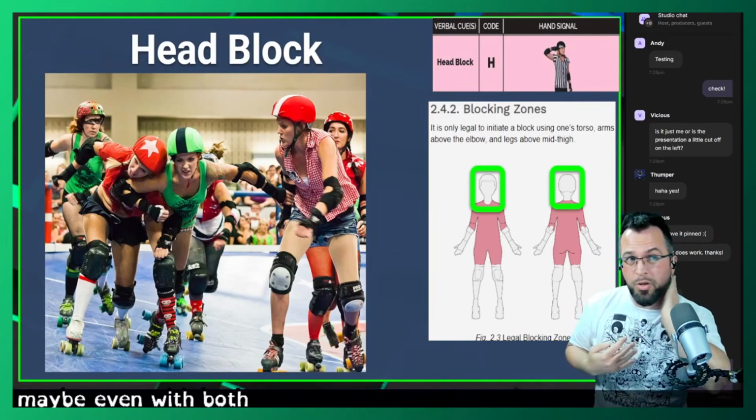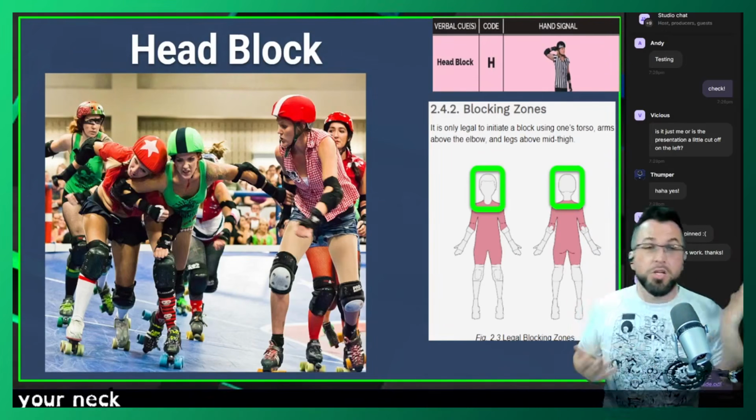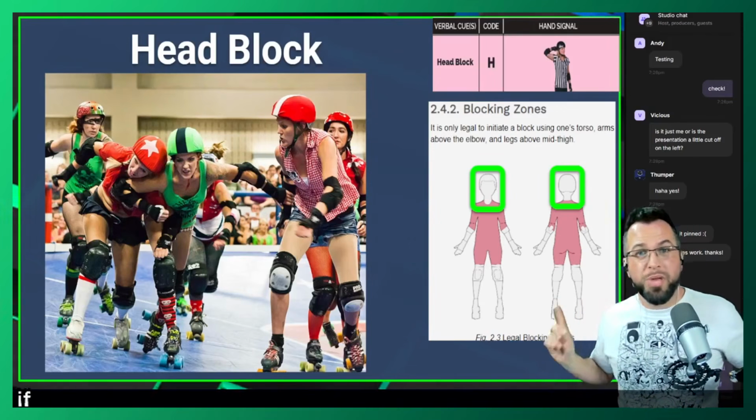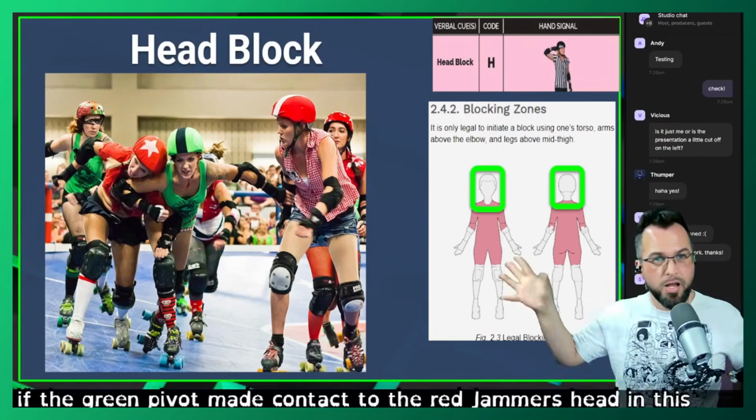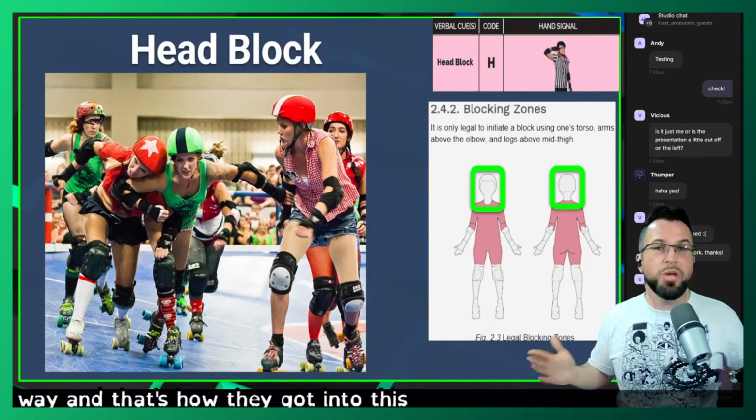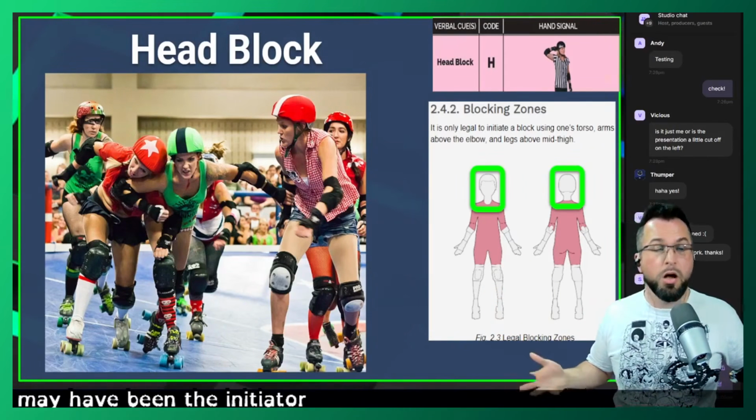You're kind of pushing with the angle of your neck. You also cannot do that. If the green pivot made contact to the red jammer's head in this way, and that's how they got into this scenario, then the green pivot may have been the initiator of a high block.